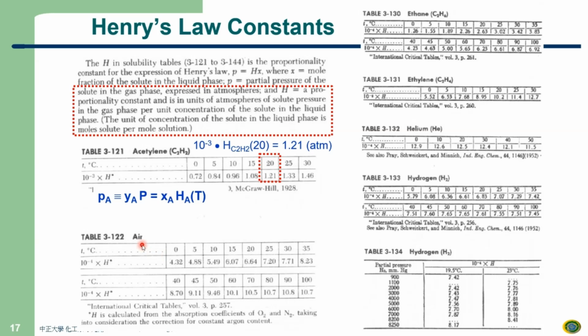And this is an example of air. This is ethylene, this is ethylene. This is helium, hydrogen, and hydrogen. So in your final exam, if I give you this table, you need to know how to get the Henry's constant. Remember the unit here, 1.21 or 1.33, the unit is atm, and the unit of temperature is Celsius in this case.